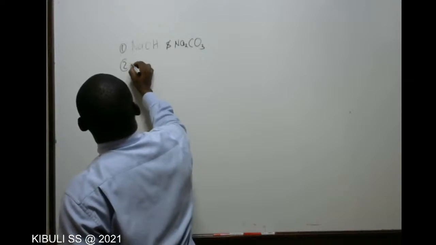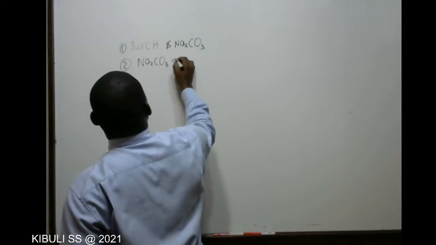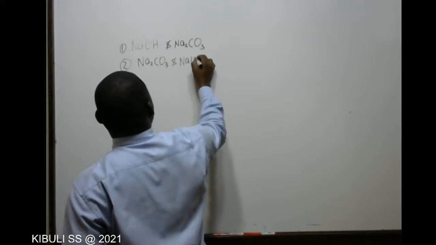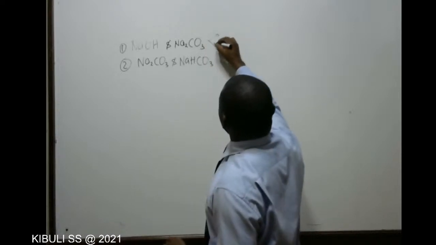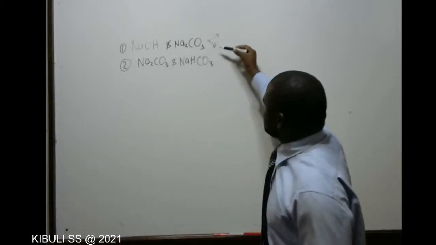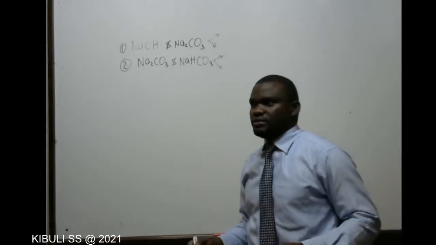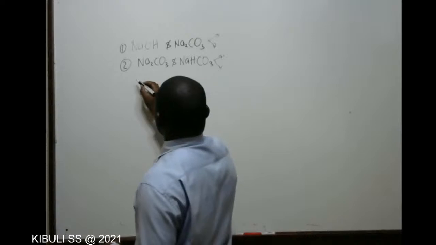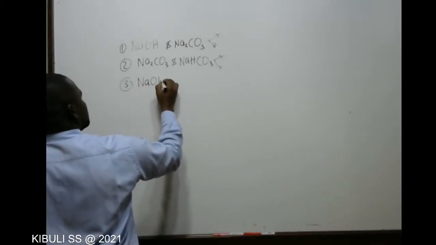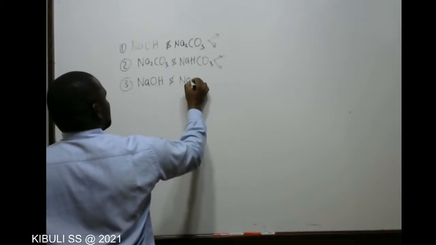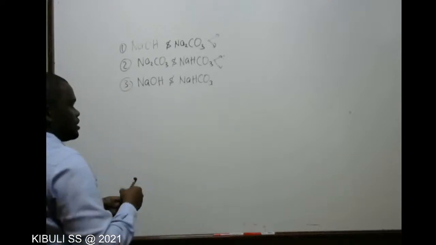The second one had a mixture of sodium carbonate and sodium hydrogen carbonate. We looked at this one using 2 methods, continuous, then titrate and pour. Very well. And today we shall look at the last one, which is a mixture of sodium hydroxide and sodium hydrogen carbonate. So that's what we're going to look at today.